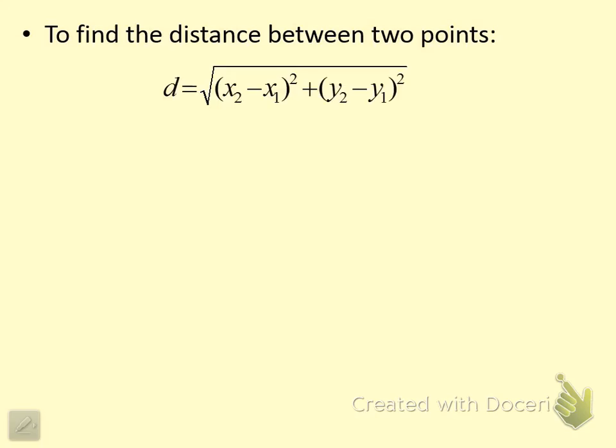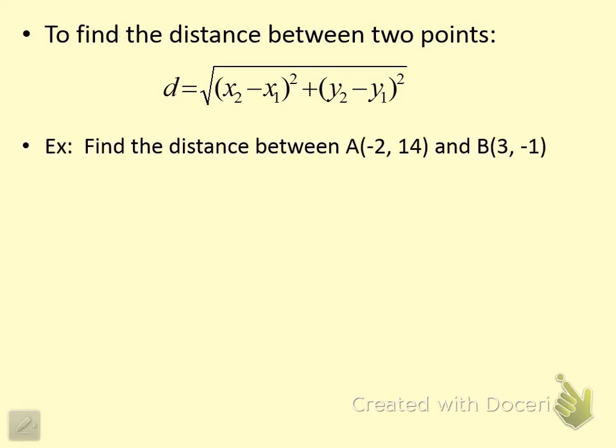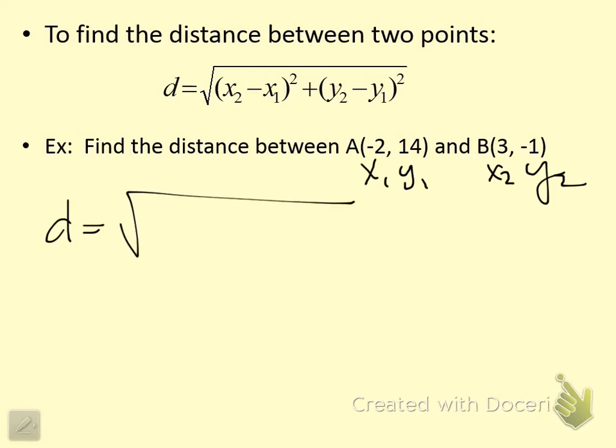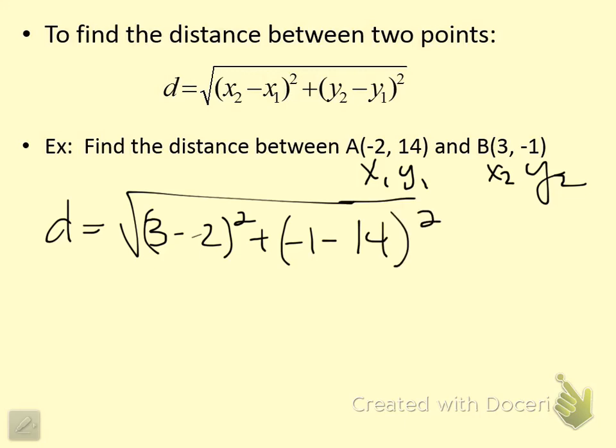Okay, to find the distance between 2 points is this equation. Okay, so just memorize this equation. This is point 1, point 2, point 1, point 2. Okay, so we're going to go ahead and throw a problem in here. So I want to find the distance between these 2 points. So I got x1, y1, x2, y2. So I got d equals the square root of, so my x2 is 3, my x1 is -2, squared, plus my y2 is -1, my y1 is 14. So we just plugged them in.